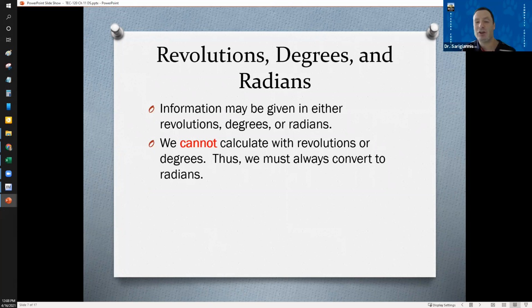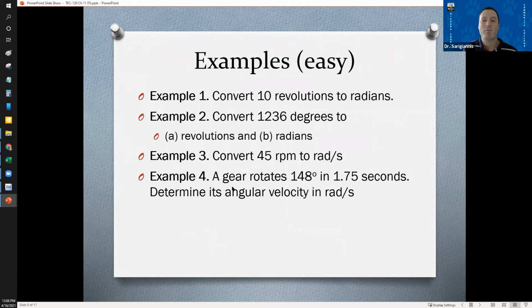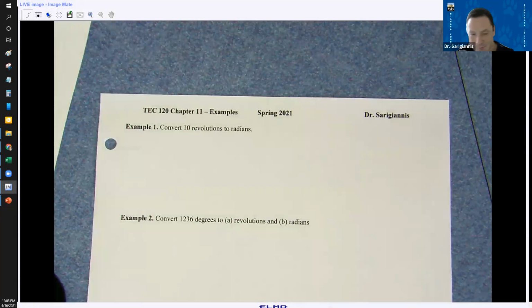If you're given information in revolutions per minute or degrees per second, or even just degrees, you've got to convert to radians. So let's do some example conversions here. I'm going to switch over to the document camera, which is apparently frozen. There it is.